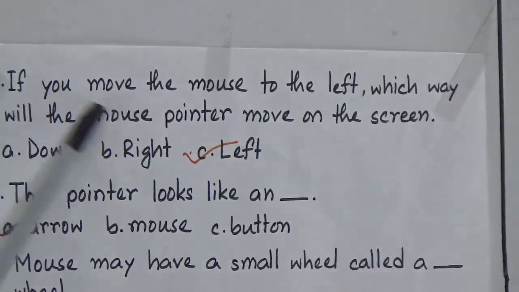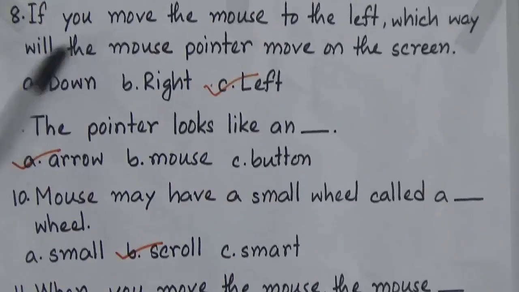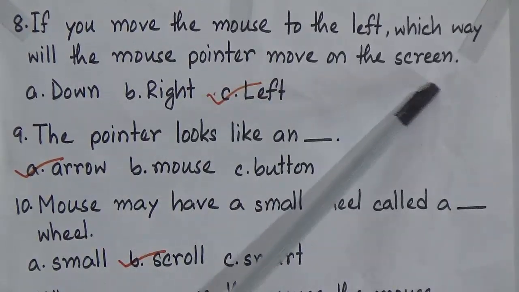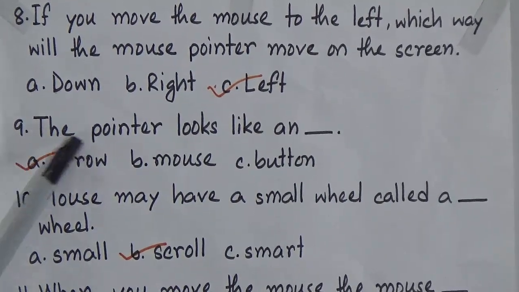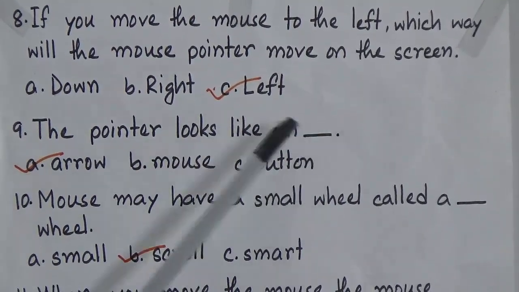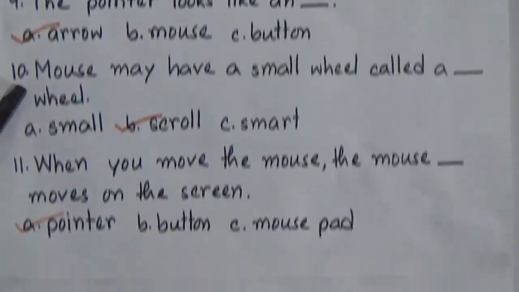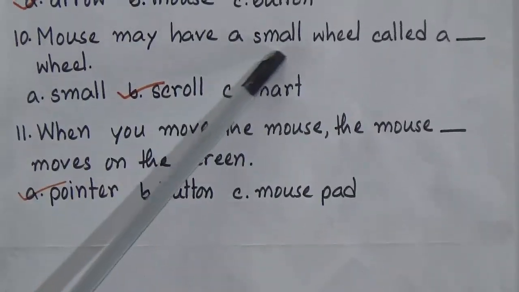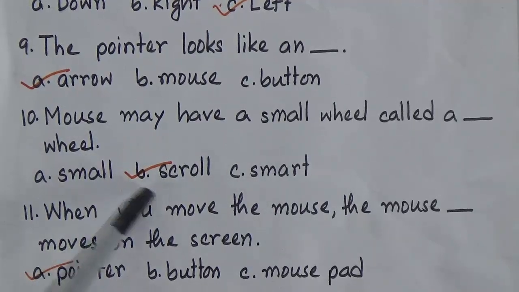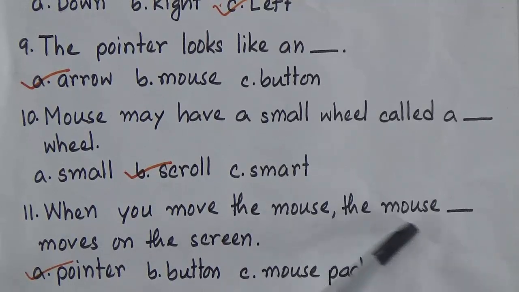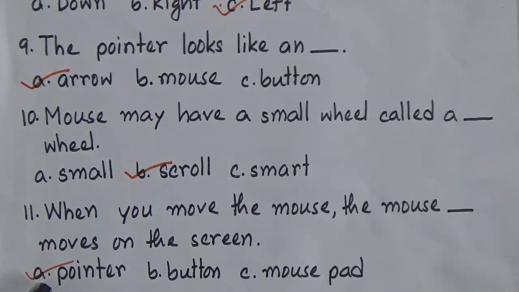Number 8, if you move the mouse to the left, which way will the mouse pointer move on the screen? And the correct answer is option C, left. Number 9, the pointer looks like a dash. Correct answer, option A, arrow. Number 10, mouse may have a small wheel called a dash wheel. Correct answer is option B, scroll. And number 11, when you move the mouse dash moves on the screen. And correct answer, option A, pointer.